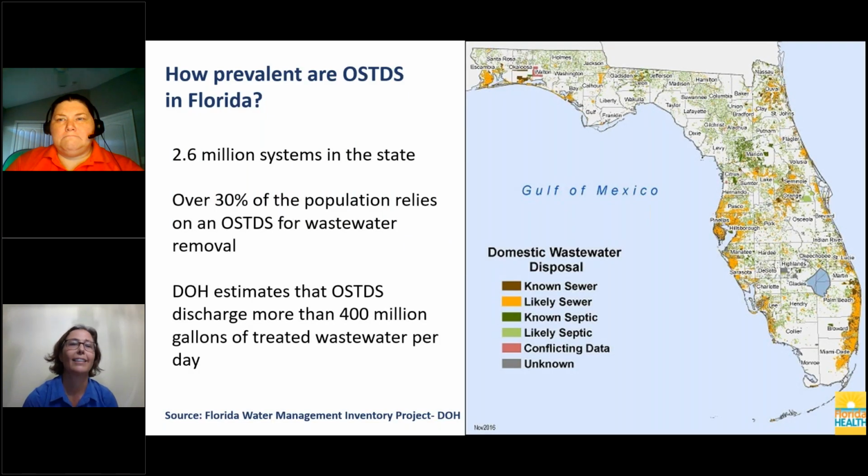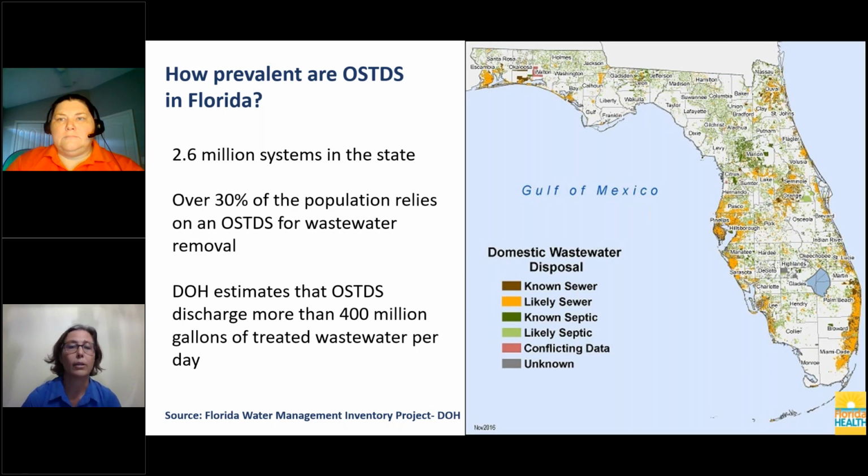Next, please. So how prevalent are these OSTDS, these septic systems, in Florida? Conservatively, the Department of Health estimates that we have about 2.6 million systems in the state. This translates to over 30% of the population relying on them in Florida, which is over 7 million people. The Department of Health also estimates that septic systems discharge more than 400 million gallons of treated wastewater per day.